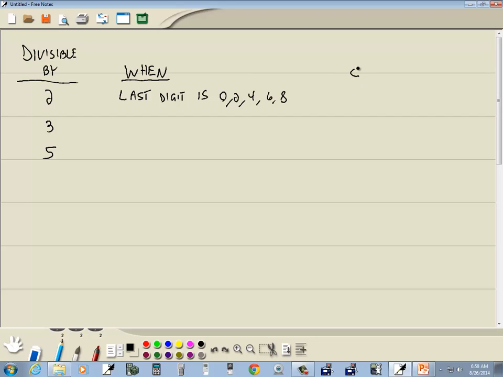For an example, if we have 116, if I look at my last digit, which here is 6, that means it's divisible by 2. Now 3. It's divisible by 3 when the sum of the digits is divisible by 3.